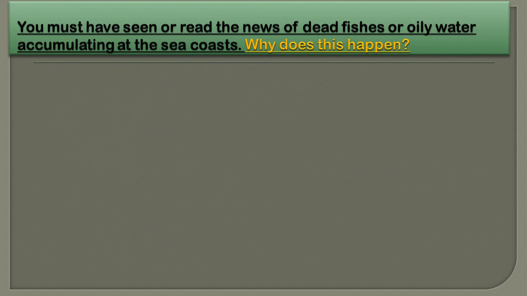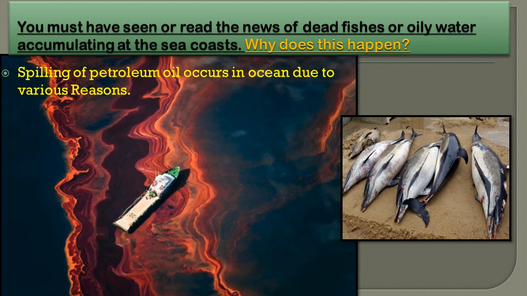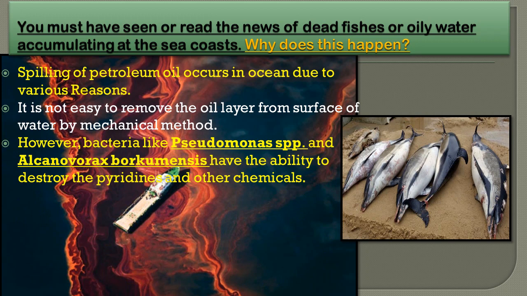Now students, you must have seen or read the news of dead fishes or oily water accumulated at the sea coast. Why does this happen? Spilling of petroleum oil occurs in the ocean due to various reasons, and this oil may prove fatal and toxic to aquatic life, like plant life and fishes and all the other organisms living in the water bodies. It is not easy to remove the oil layer from the surface of water by mechanical methods. It is very difficult. However, bacteria like Pseudomonas species and Alcanivorax borkumensis have the ability to destroy the pyridines and other chemicals. So by using Pseudomonas and Alcanivorax bacteria, the oil or the pyridines or other harmful chemicals which are causing damage to aquatic life can be easily destroyed.